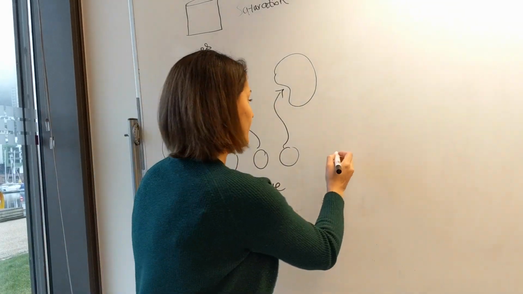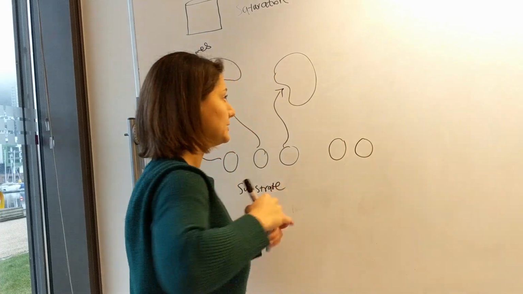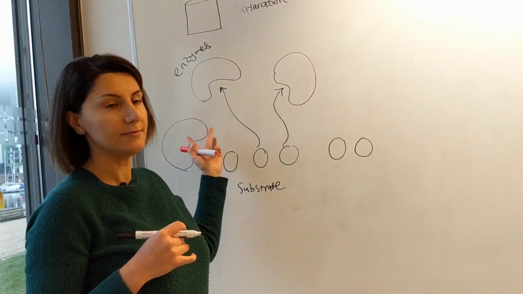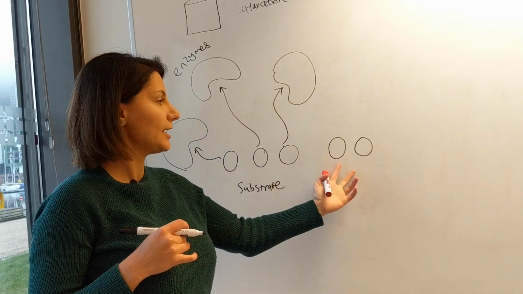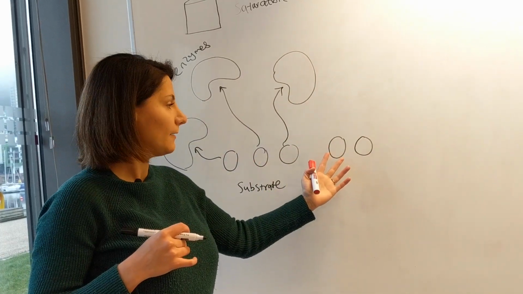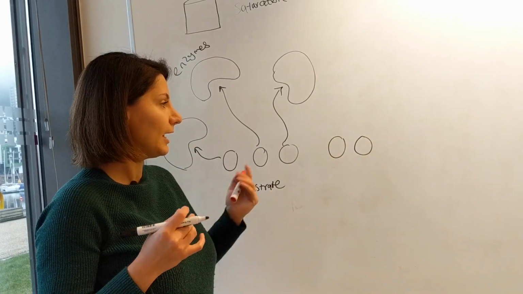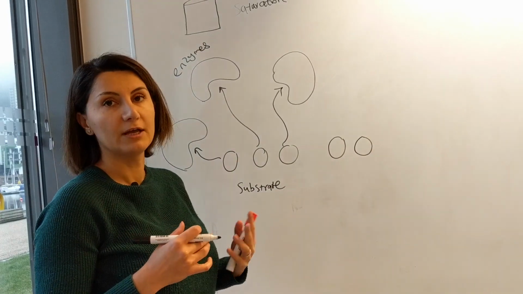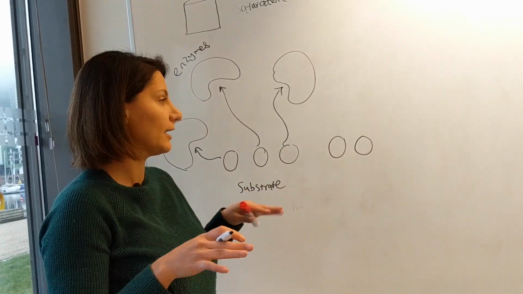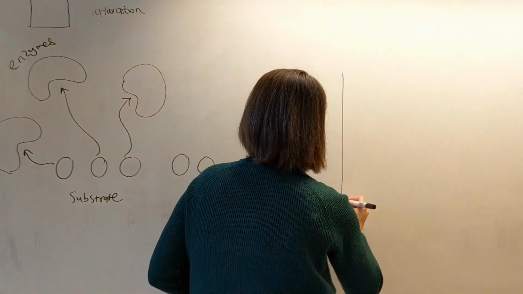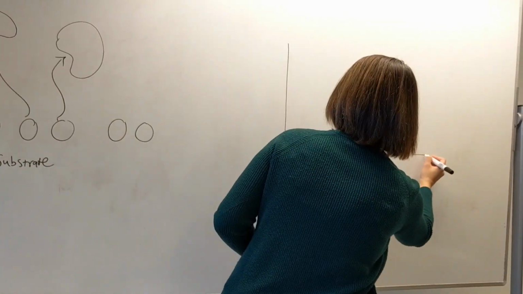But if we add more substrates, since there are no available enzymes to take these extra substrates, the enzyme is saturated by these substrates, and they actually don't have any effect on the reaction rate. Let me explain this by drawing it.